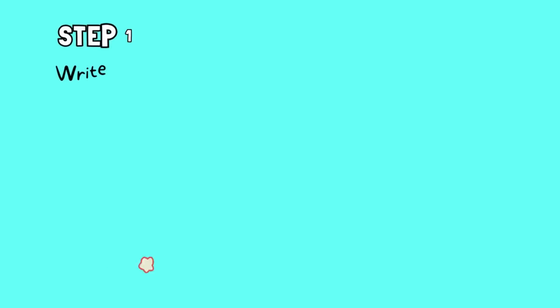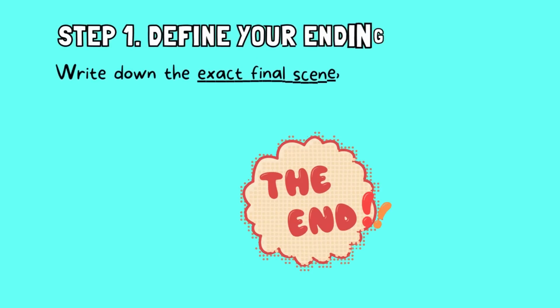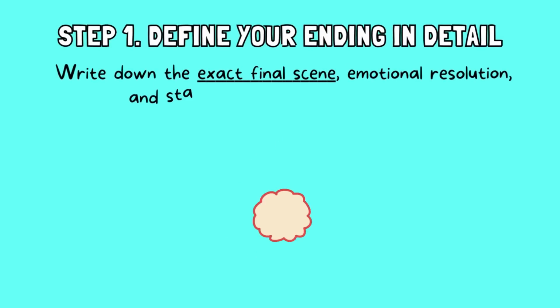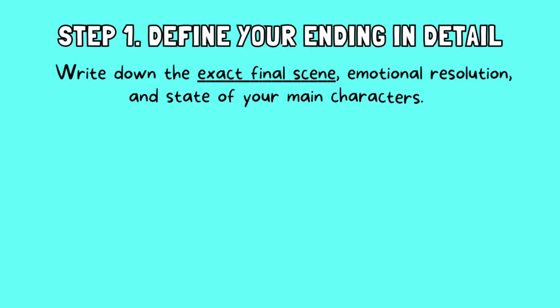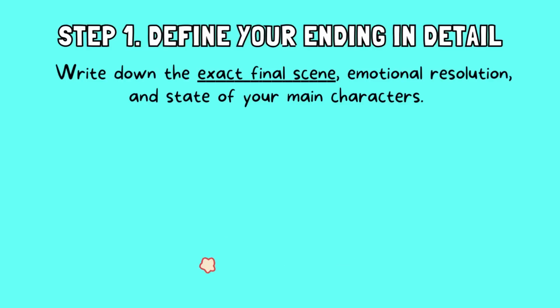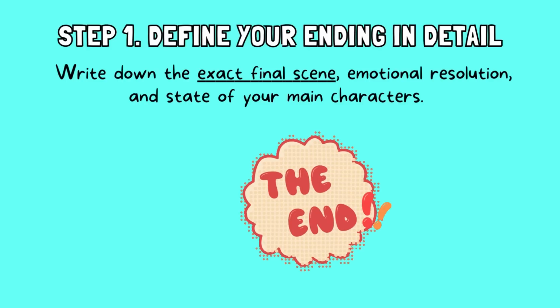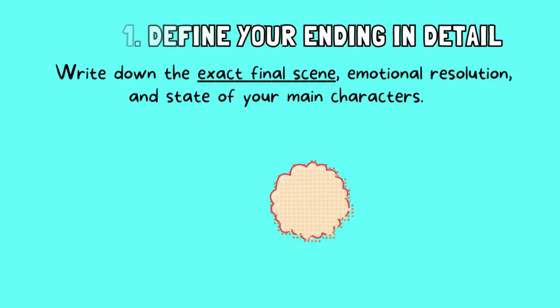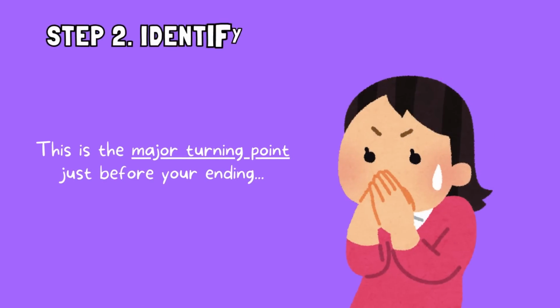Step 1. Define your ending in detail. Write down the exact final scene, emotional resolution, and state of your main characters. Be specific about what truths they've learned, what's changed in their world, and how conflicts are resolved. Step 2. Identify the climactic moment.